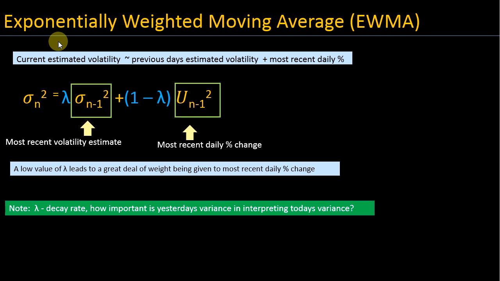So when we use the EWMA model to measure volatility, what we are saying is the squared volatility, in other words the variance, the estimated variance equals, we use a parameter called lambda, which can also be referred to as the decay rate. In other words, how important is yesterday's variance in interpreting today's variance. So that's what the lambda parameter basically tells us.